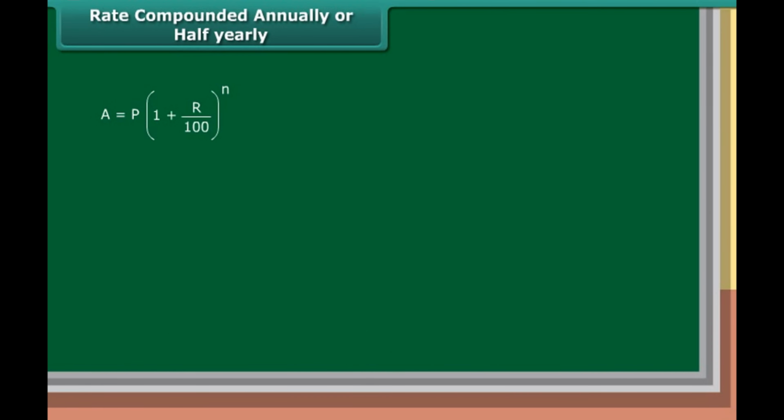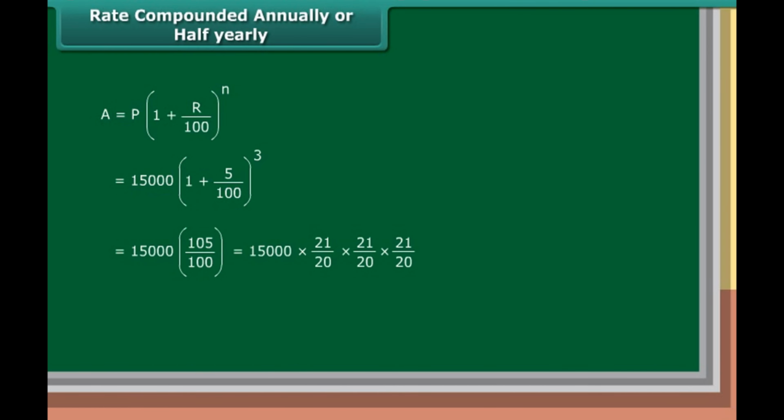A is equal to P into (1 plus R upon 100) to the power n, which is equal to 15,000 into (1 plus 5 upon 100) raised to the power 3, which is equal to 15,000 into (105 upon 100), which is equal to 15,000 into 21 upon 20 into 21 upon 20 into 21 upon 20, which is equal to 17,364.37 rupees.